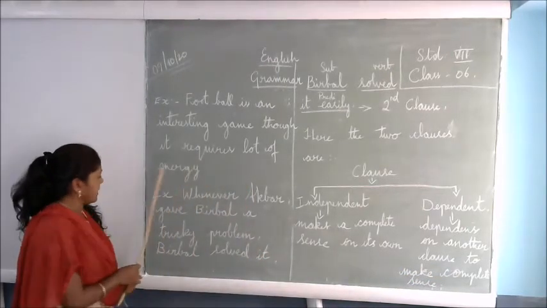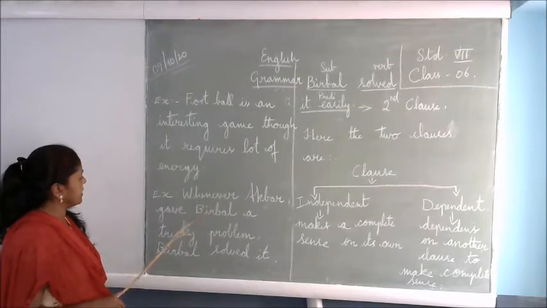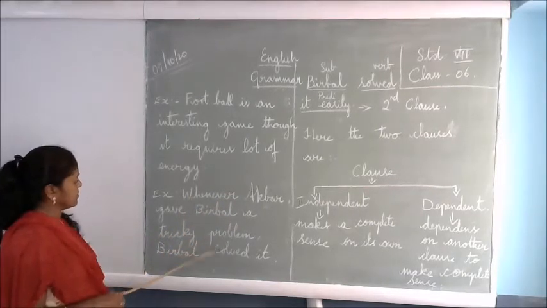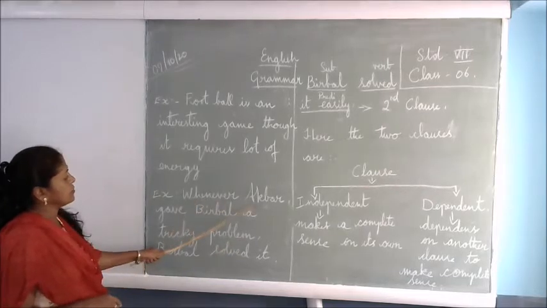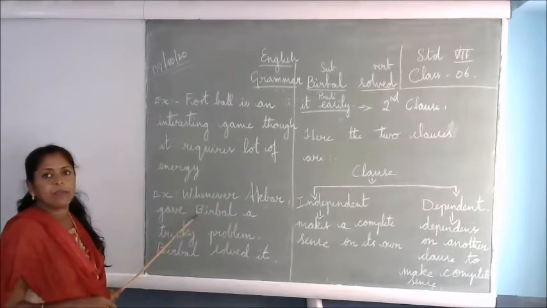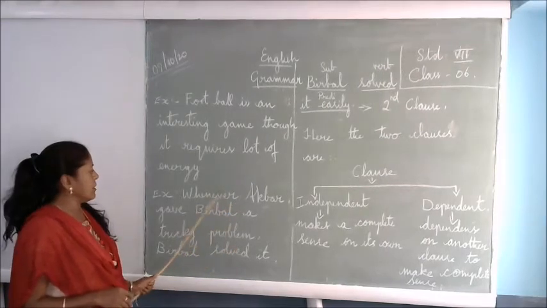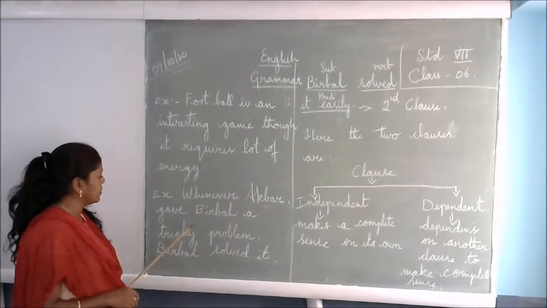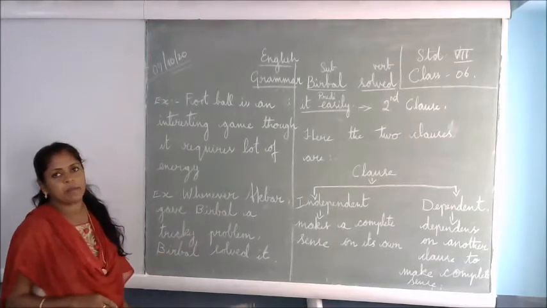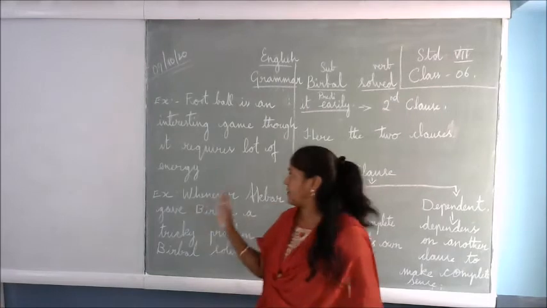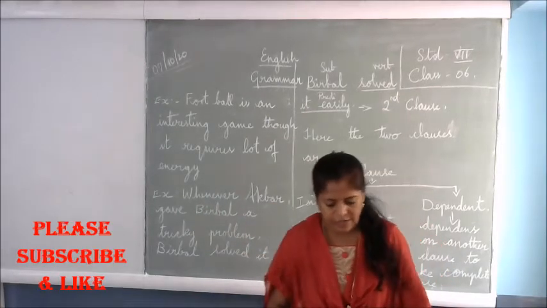Here you see. Example, whenever Akbar gave Birbal a tricky problem, Birbal solved it. So what Akbar is doing? Akbar is depending on Birbal. Got it? So this is dependent clause. So Akbar is depending on Birbal to solve the tricky problem. Got it, children? So now I have explained about the clauses, kinds of clauses also.